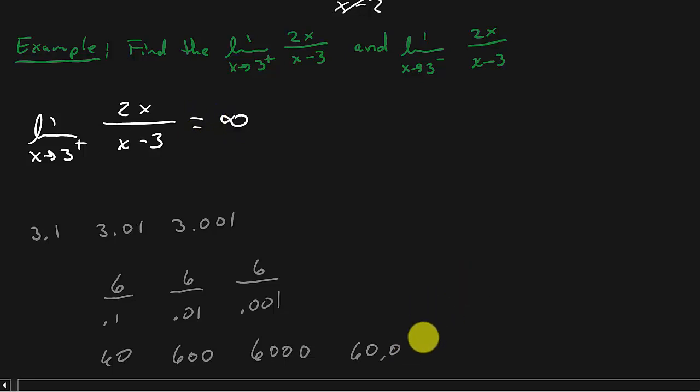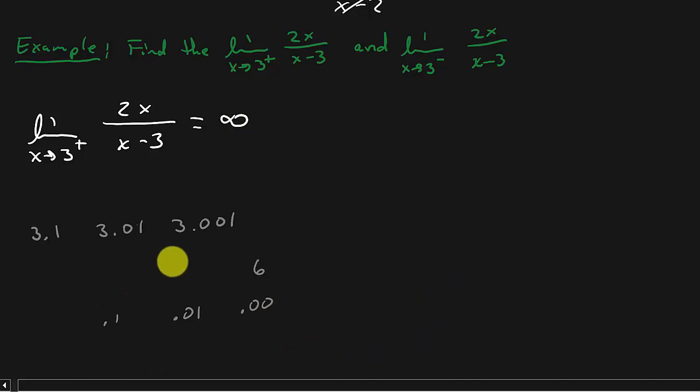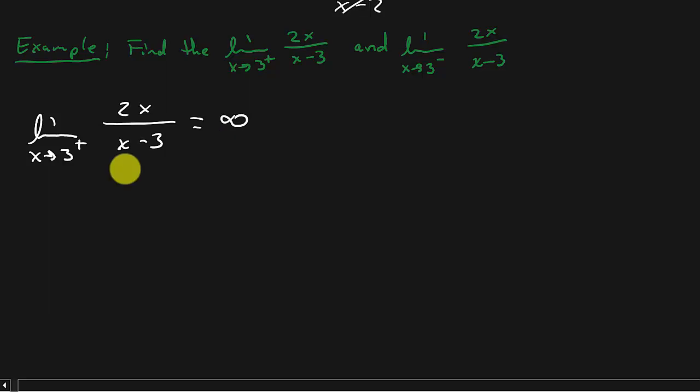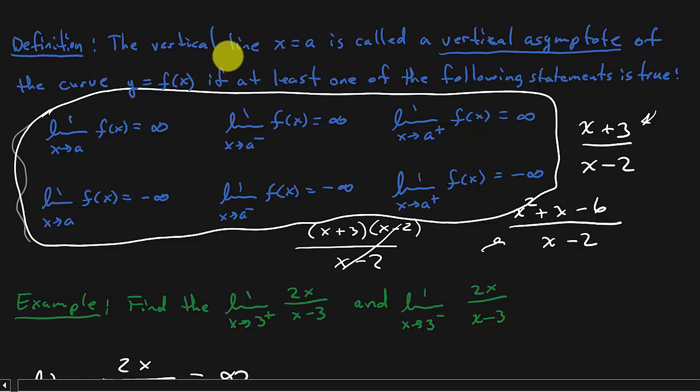All right. Now, let me say this. We're fixing to find the limit as x approaches 3 from the left-hand side. But if we were asked to find the vertical asymptotes of this function, we would be done. We wouldn't have to do anything else. This right here proves there's a vertical asymptote at x equals 3. Because what does this say? It says the vertical line x equals a is called a vertical asymptote of the curve if at least one of the following statements is true. So we only have to show that one of them is true.